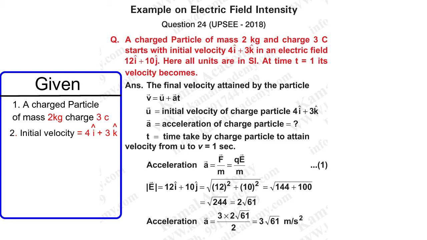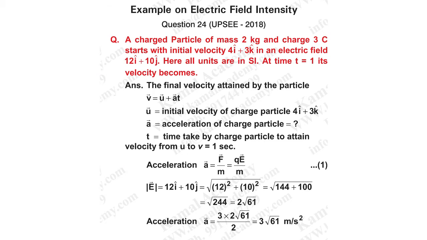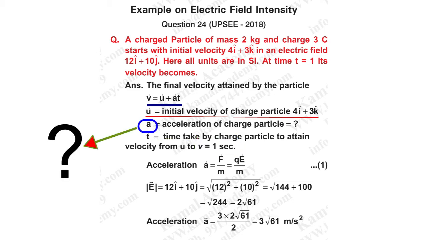So to determine the final velocity, we consider Newton's equation of motion as v is equal to u plus at. So the initial velocity of charge u is known and the time t, 1 second, is known. So to determine the final velocity v, we must know the acceleration, which is unknown.